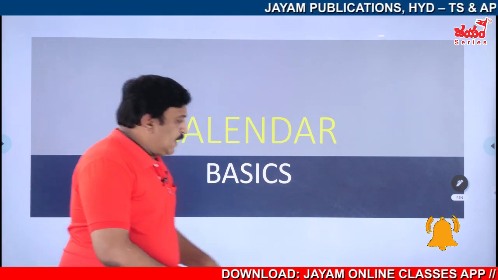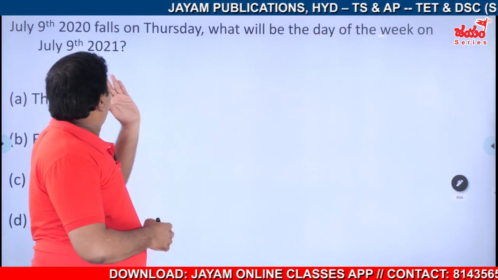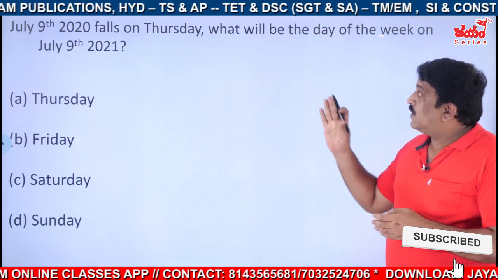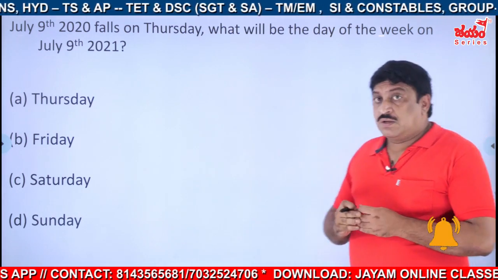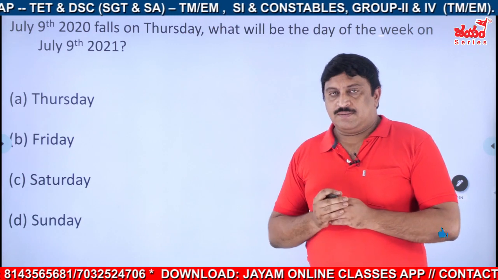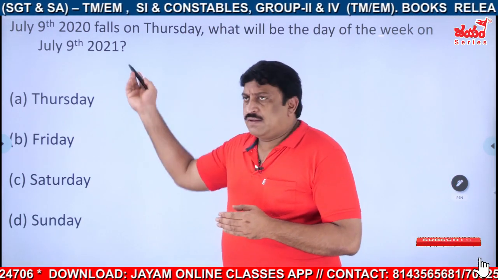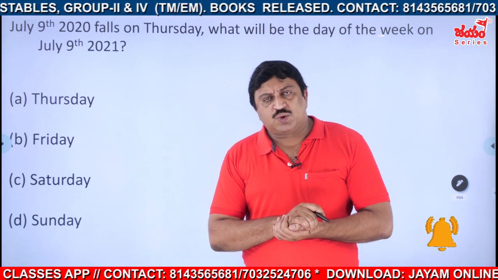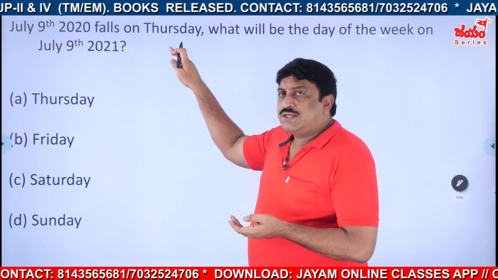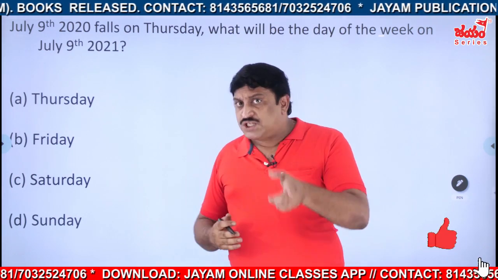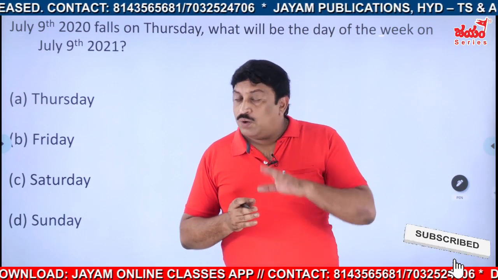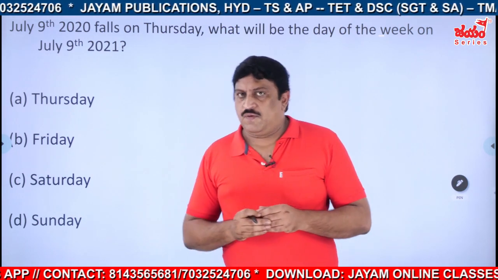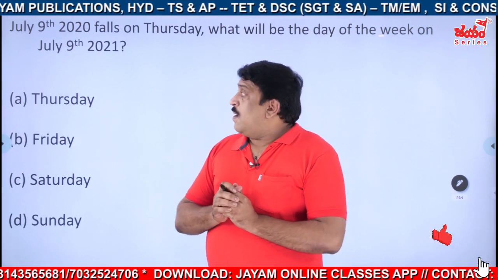Suppose, see this one, July 9th 2020 falls on Thursday. What will be the day of the week on July 9th, 2021? Obviously, next year same date means one day extra. July 9th, 2020 is on Thursday, so you will say obviously July 9th, 2021 must be Friday. Don't confuse with the leap year, right? 2020, let it be. We crossed the February actually. Don't bother about that.